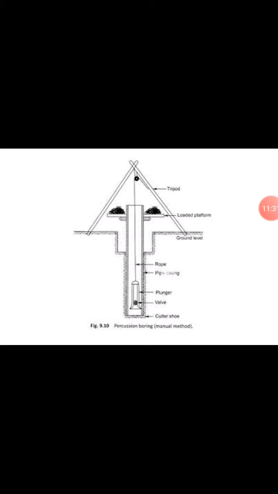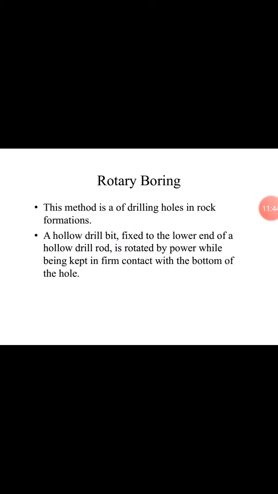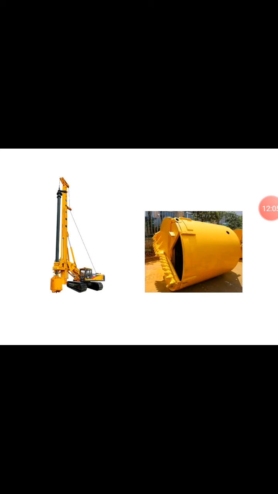At the bottom of the plunger, by hammering, we cut the soil or rock, and this is a manual method. Now next is rotary boring. This method is drilling a hole in a rock formation, and a hollow drill bit fixed to the lower end of the hollow drill rod is rotated by power while being kept in firm contact with the bottom of the hole. And here in the figure, the cutter is seen.